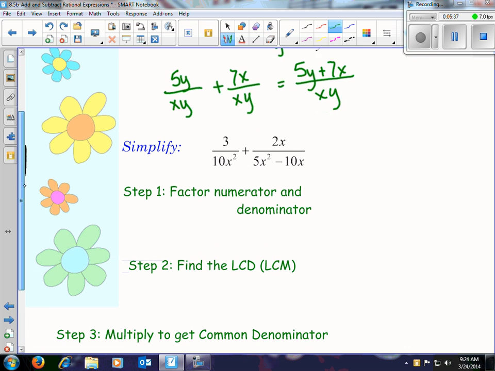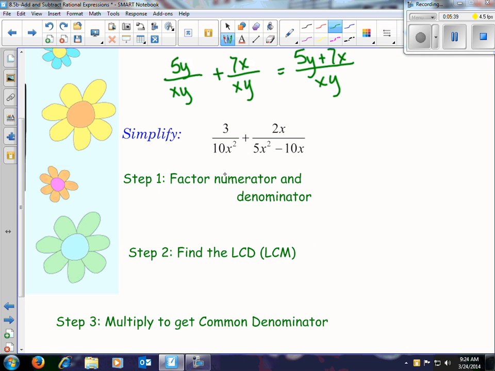So now let's look at some that are a little bit more difficult. We're going to simplify this. Now, our step 1 says factor our numerator and denominator. So this one here, I can't really factor my numerator, so my numerator is going to stay. And then my denominator I can factor by making it 5 times 2 times x times x, because that would be 10x squared.